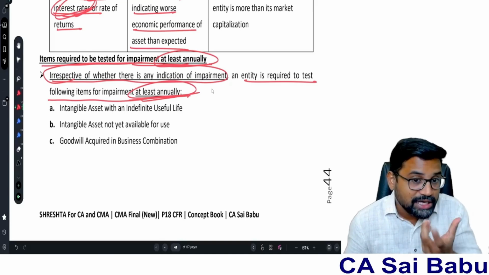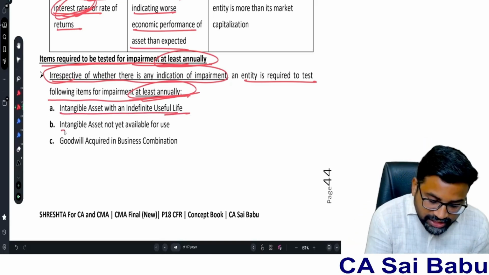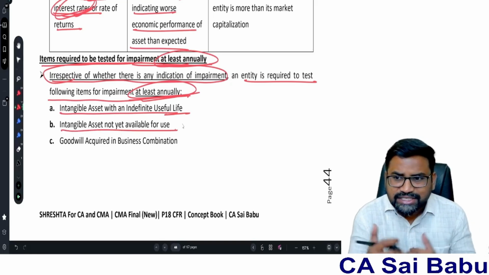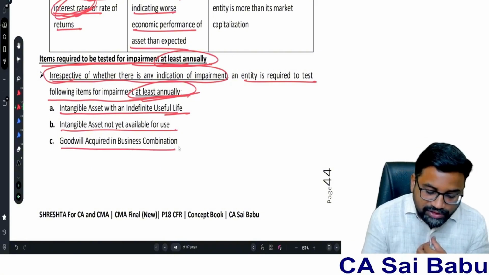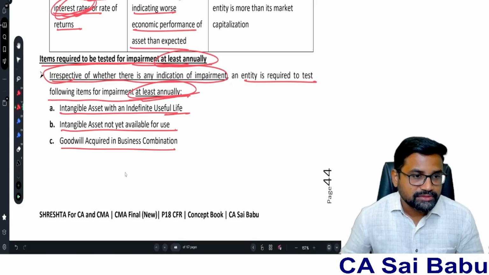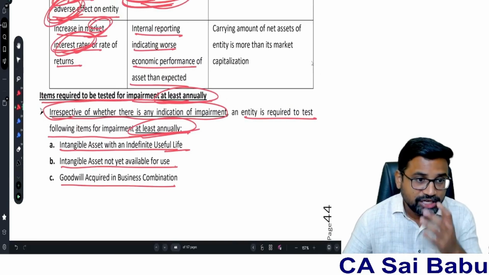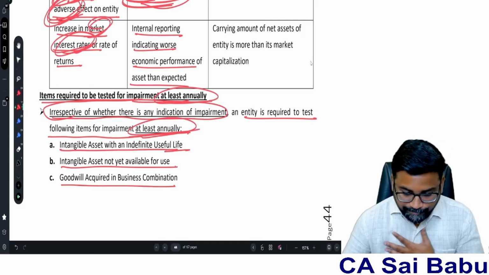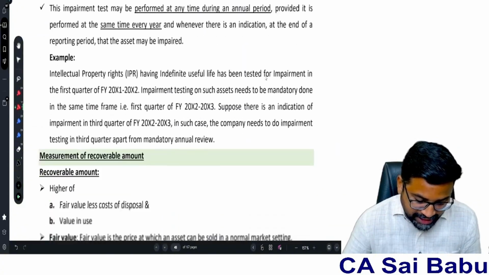What are the things? They may ask an MCQ. Any intangible assets with an indefinite useful life. Second, intangible assets not yet available for use. That means in the R&D stage, research and development stage. So any intangible assets not yet available for use. And the last one is goodwill acquired in business combination. We have a separate chapter called business combination. Generally when you acquire any business, at that time a goodwill may be created. So that is goodwill acquired in business combination, and that is also to be tested annually for impairment. So these are the three assets which are tested for impairment at least annually.